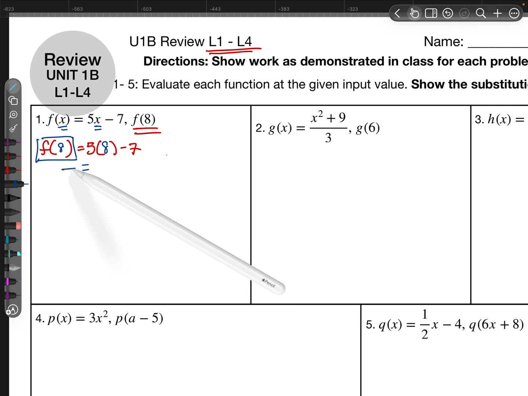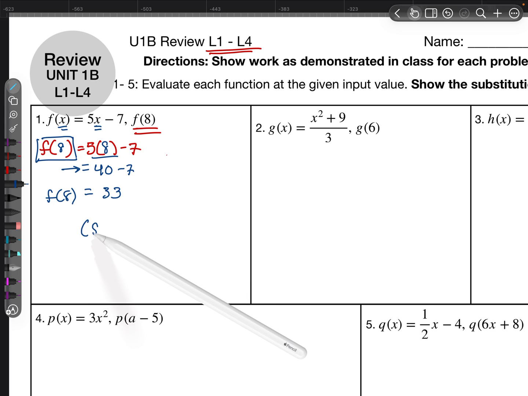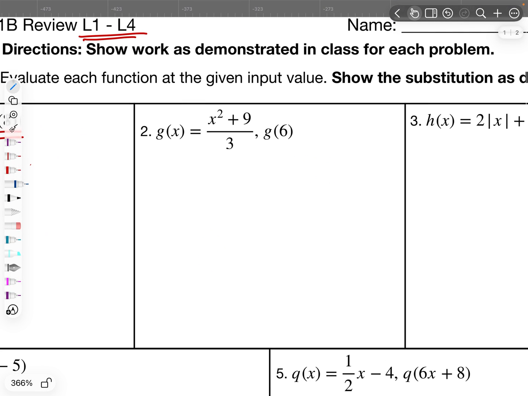Over here on the right side is the answer to what I'm trying to find. I got to multiply first, and then I subtract my 7. So the f of 8 is 33, or we could write the ordered pair. When x is an 8, the y is a 33. And I just continue doing that. So here comes number 2.